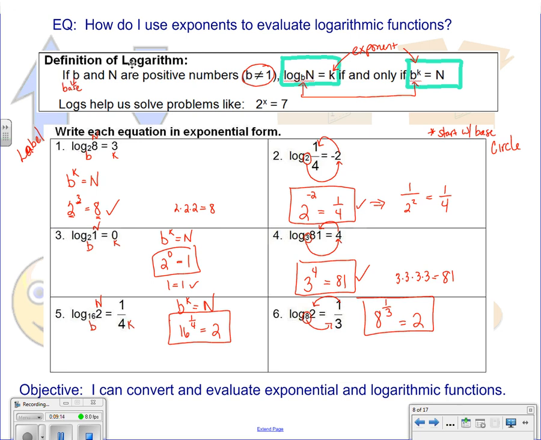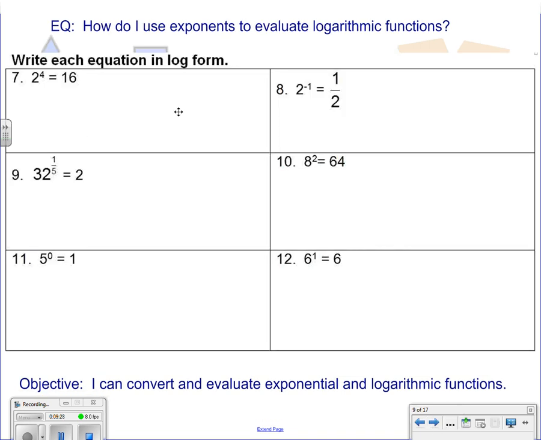Now in our definition, you will see it says if and only if, so it means if you're given a log, you can write it as an exponent, but that also means that if you're given an exponent, you can rewrite it as a log. So we're going to work our way backwards. So if I'm given a log, I can write it as an exponent, or given an exponent, I can write it as a log. This time we have an exponent and we are now going to write them in log form.